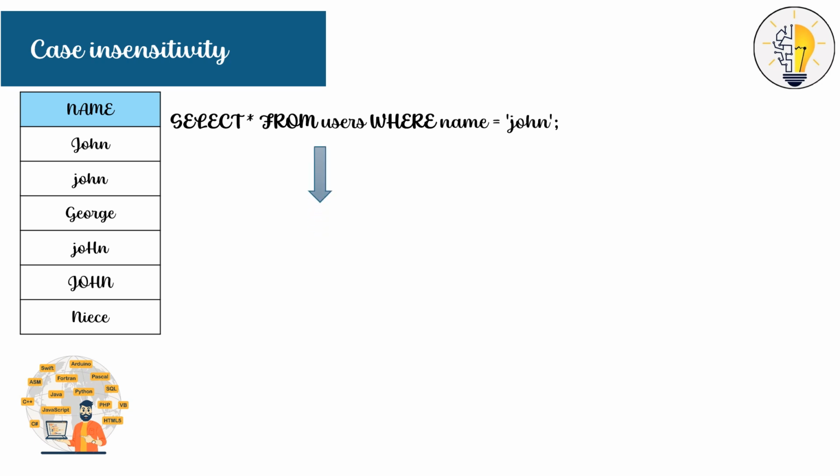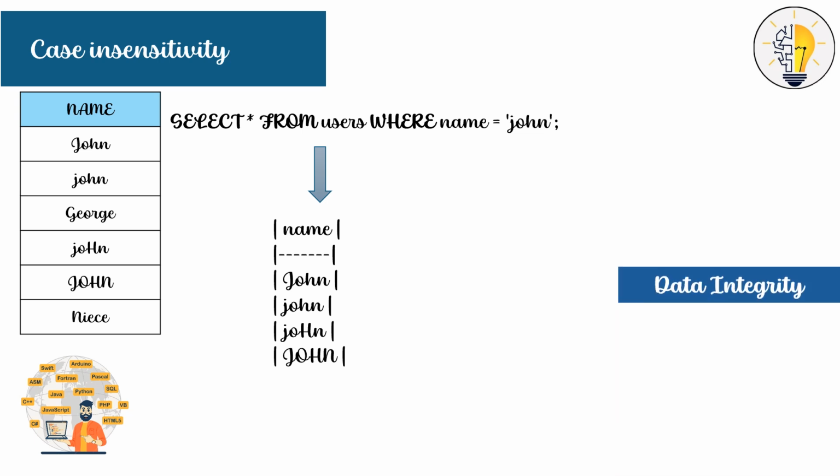Now what happens is all the names called John are taken out. It doesn't mean that only the letter case specified here is taken, because it is case insensitive. It takes all the data in terms of John.